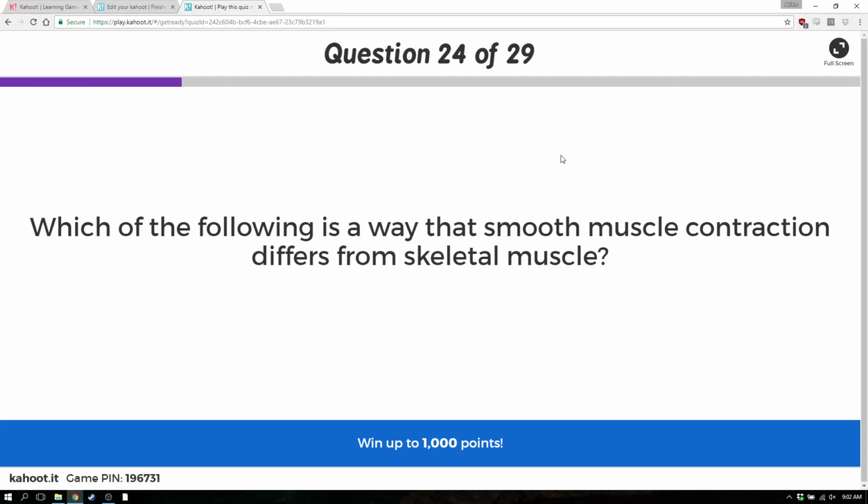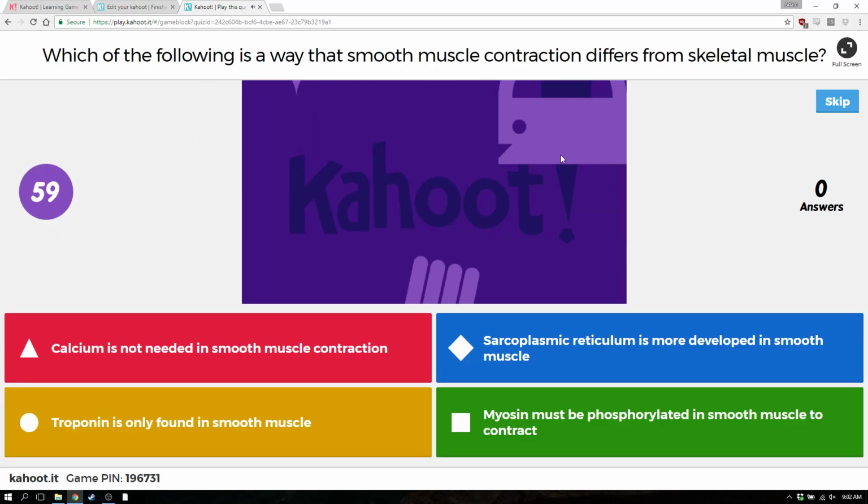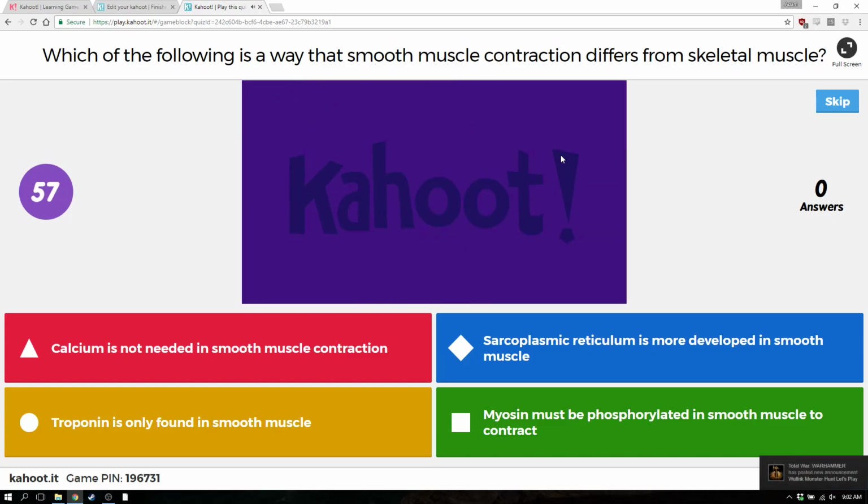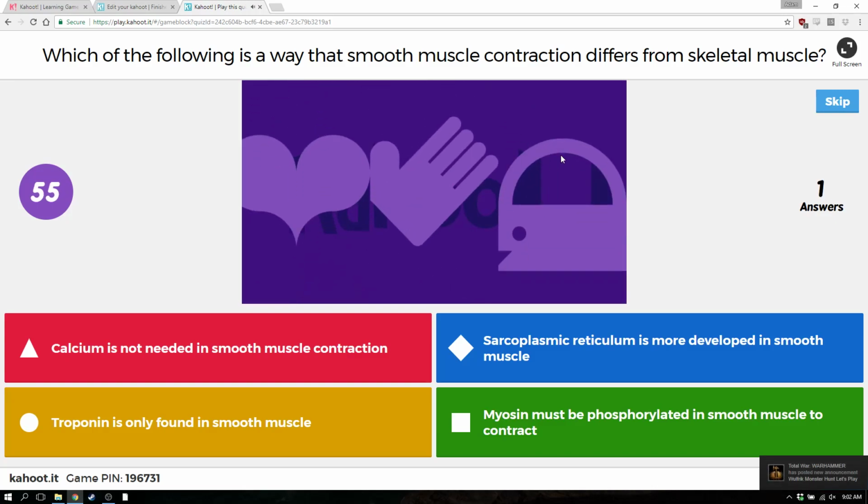Which of the following is a way that smooth muscle contraction differs from skeletal muscle? And of course, I forgot to turn off my steam, so.